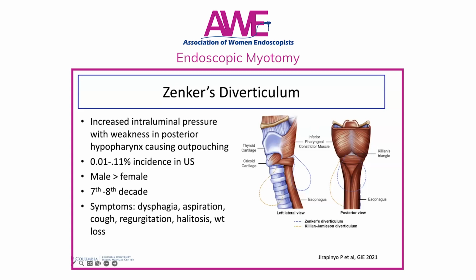The next we'll talk about is Zenker's diverticulum. So we're moving kind of from mouth to anus, not necessarily in terms of what's most common. Outside of esophageal POEM, I would say Zenker's and gastric would be the most common.